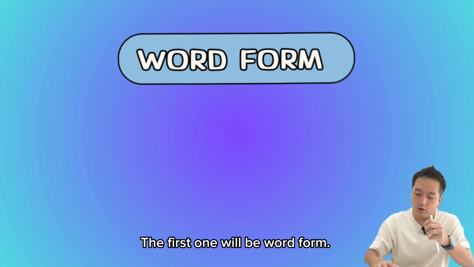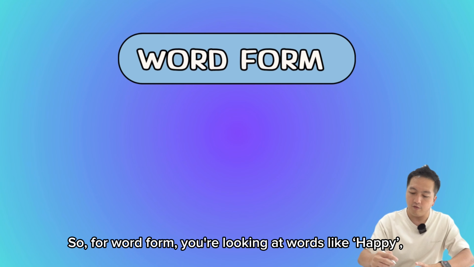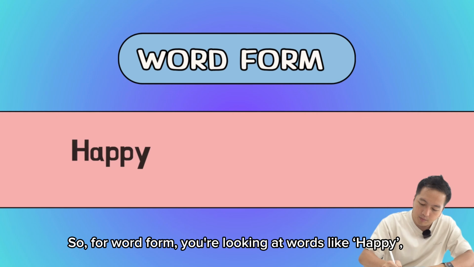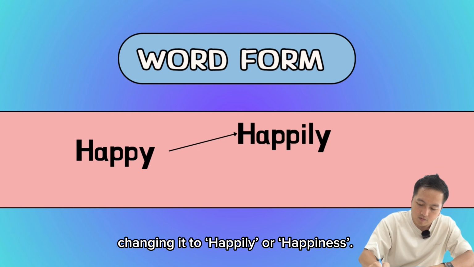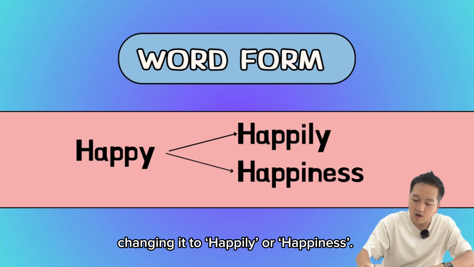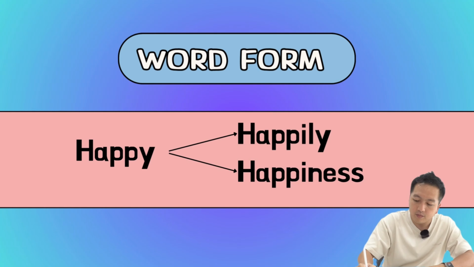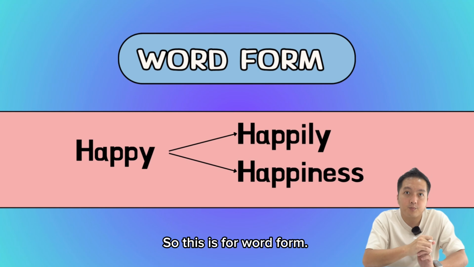Alright? Now, let's get underway. The first one will be word form. So for word form, you're looking at words like happy, changing it to happily, or happiness. So this is for word form.